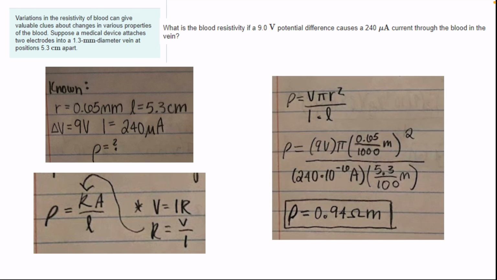So also, for any circle, the area is going to be pi r squared, so that's what you're going to be plugging in for A as well. So once you do all that, you get a simplified equation of resistivity equals voltage times pi r squared over current times length. So it's really important to remember to convert all of your units in this, and once you do that and plug it into the calculator, you get a total resistivity of 0.94 ohm meters. So that's the final answer to this question.